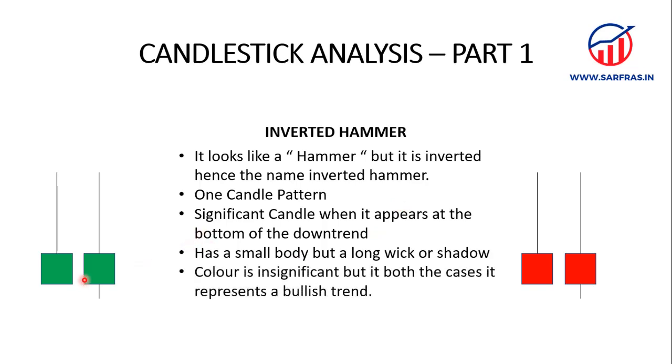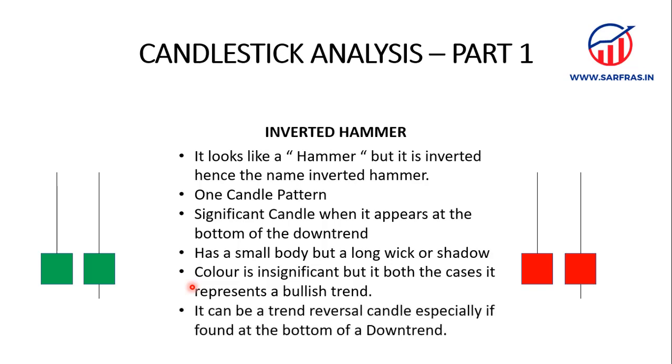Now again over here, a small body and a big wick, tail over here and a small wick. Color is insignificant, just like a hammer. So whenever a hammer pops in, please do not look at the color. The color could be red or green. You just need to look if it's a hammer or an inverted hammer at the bottom of the trend, the prices will probably be going up, and if it's a hanging man at the top of the trend, the prices are going to move down. It can be a trend reversal candle, especially at the bottom of the downtrend.